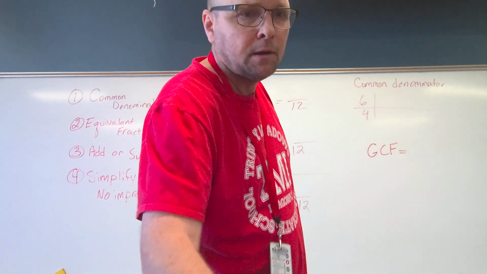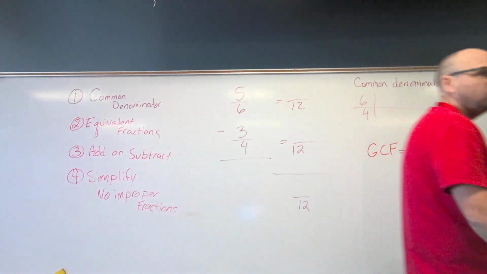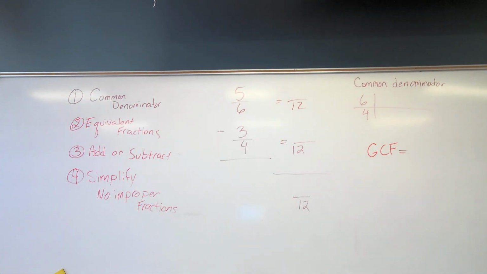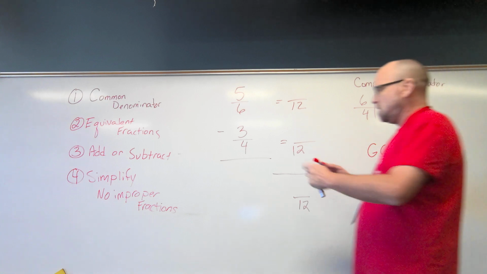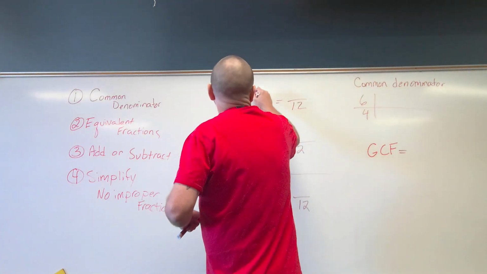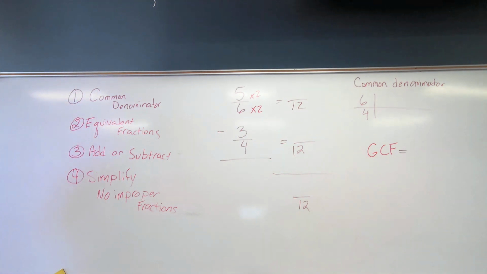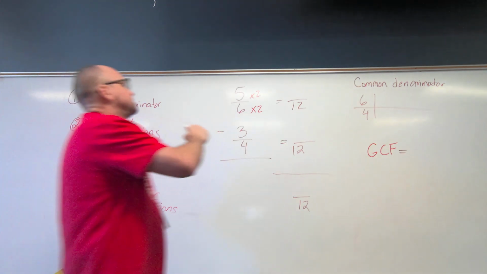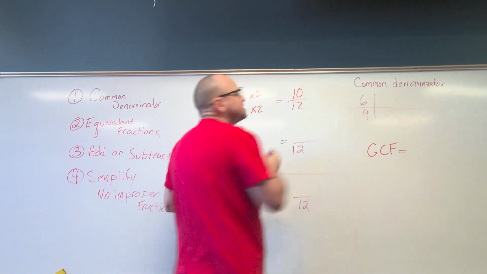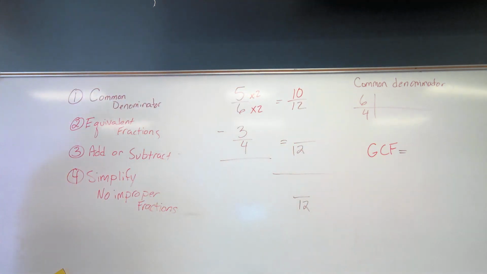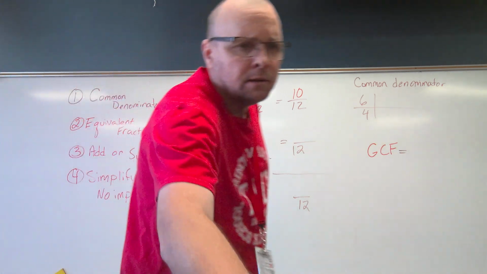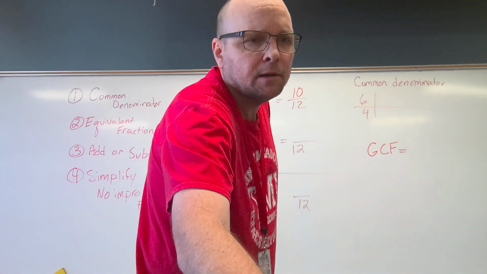And we'll call on Zoe. What do I multiply by 6 to get 12? 2. If I multiply my denominator by 2, I must also multiply my numerator by 2. And Zoe, my new numerator is 10. So 5/6 and 10/12 are exactly the same value. Exactly the same value.